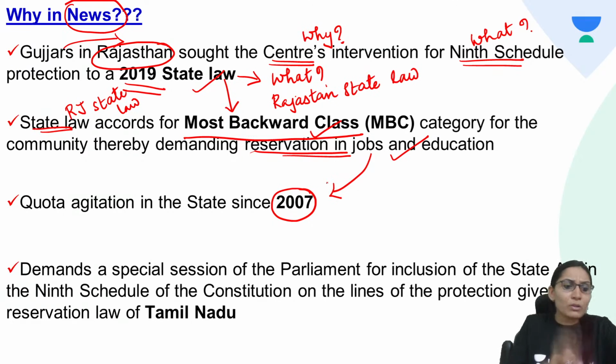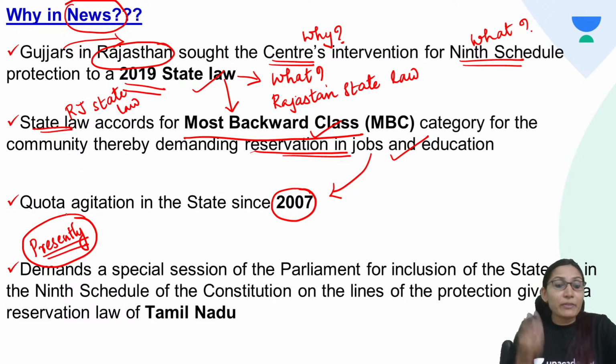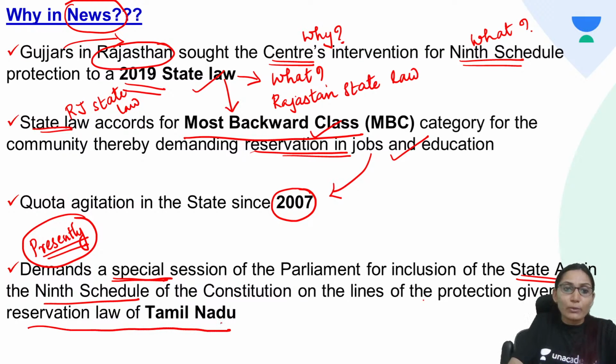Now, what is the present issue? Presently, what has happened with the Gujjar community and why is it in the news? The present demand from the Gujjars in Rajasthan is that they need a special session of the parliament. Why do they need this special session? This is for the inclusion of the State Act in the 9th schedule of the constitution, on the lines of the protection given to the reservation law in Tamil Nadu.